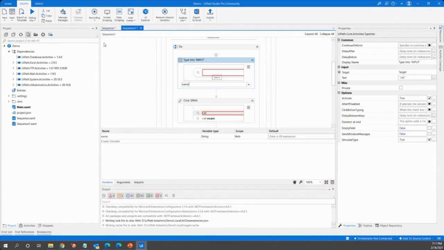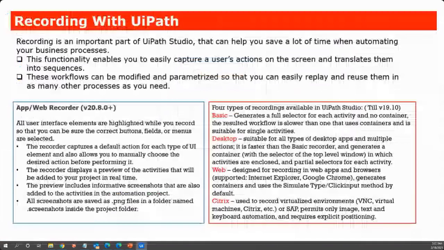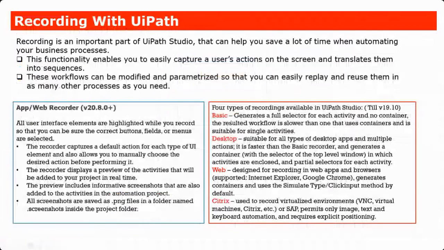So this is how recording works. In the recording, you have different options. You have basic, you have desktop, you have web, you have image, you have native Citrix, and the computer vision. The difference between them is: the basic recorder generates a full selector. Desktop recording is suitable for all types of desktop apps, and the web recorder is suitable for designing and recording the web apps.